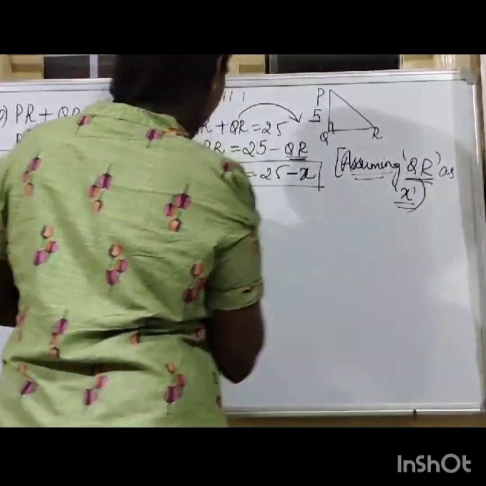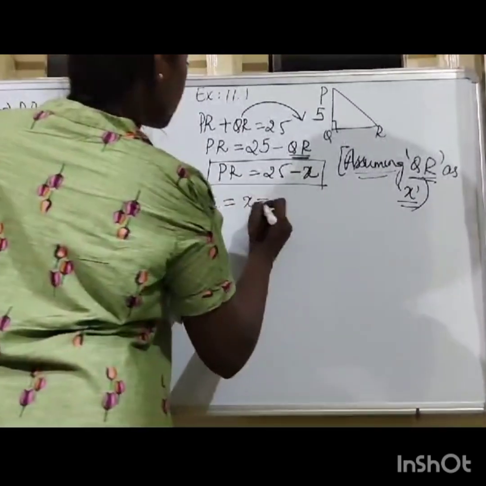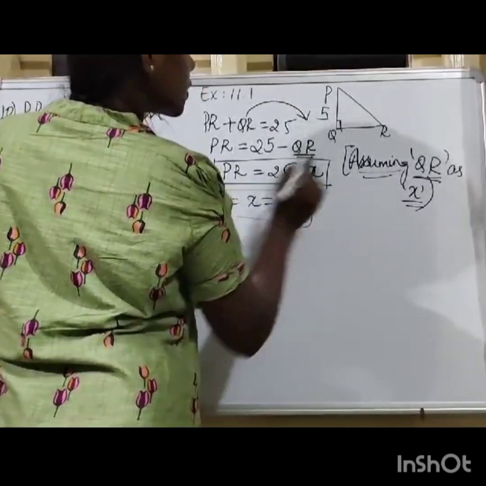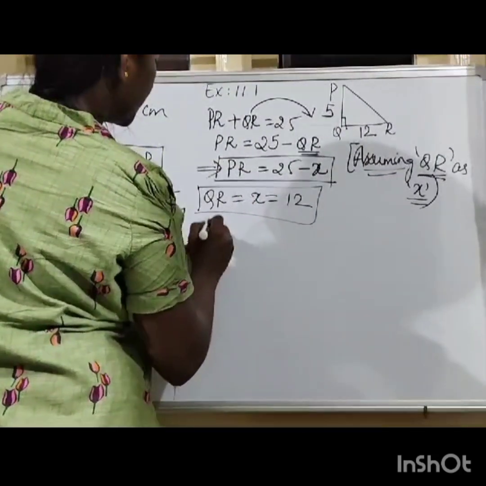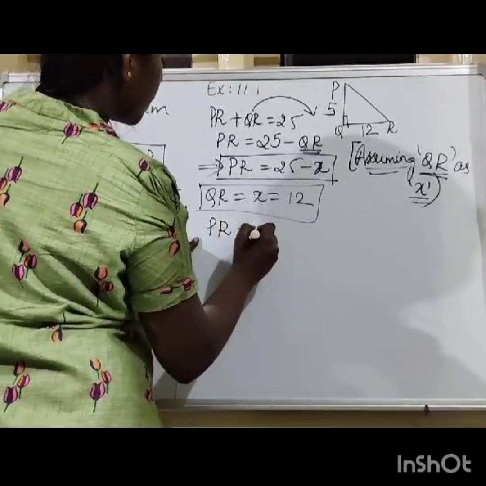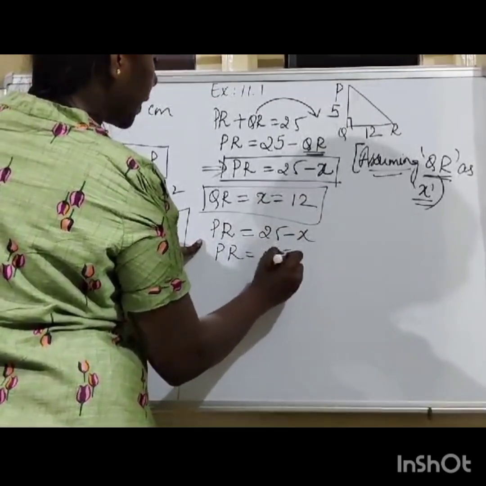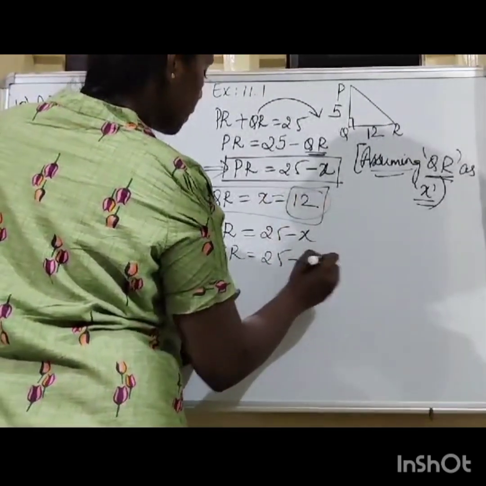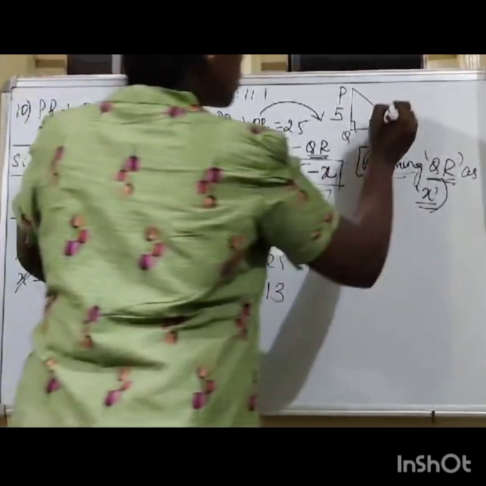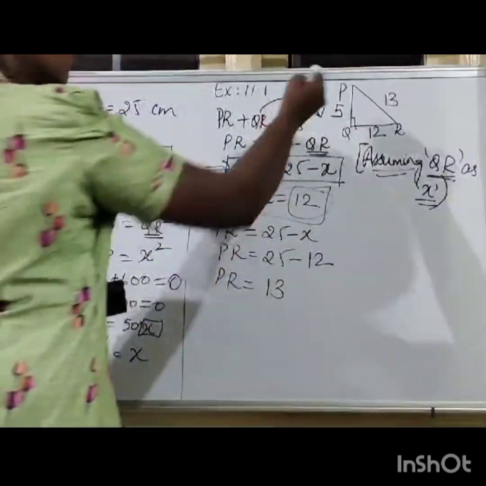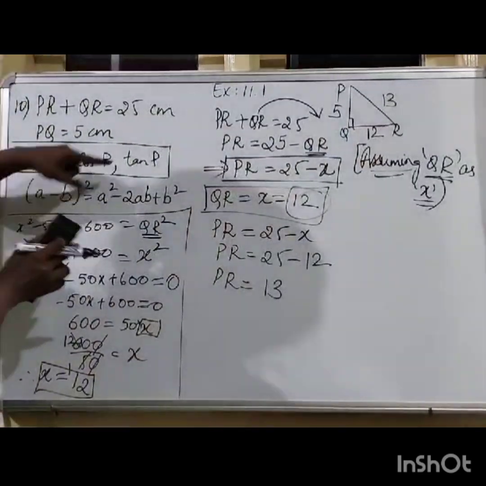Here we have assumed QR to be x. We got x value as 12. So our QR value will be 12. Next, we had written an equation saying that PR is equal to 25 minus x. So PR is equal to 25 minus the x value, which is 12. So PR is equal to 25 minus 12, which is 13. So we got the PR value also. So now we have got all three sides' values. Keeping these three values, we will have to find out sin P, cos P and tan P values.